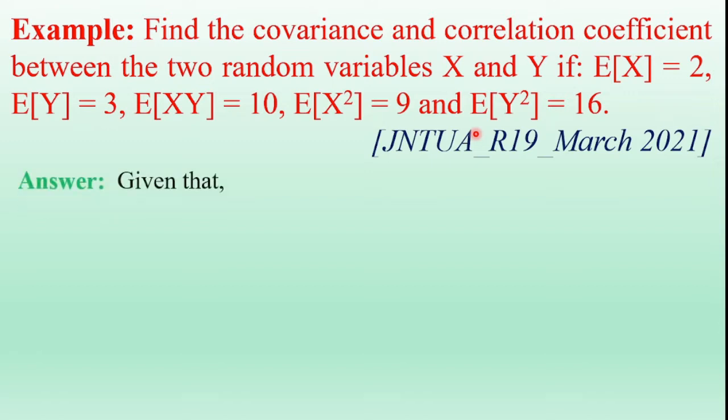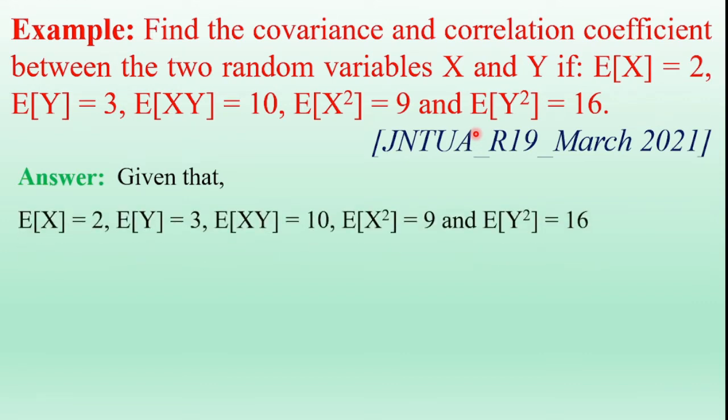Coming to the solution, given that capital X and capital Y are two random variables, the mean value of x is 2, mean value of y is 3, expectation of xy value is 10, expectation of x square value is 9, expectation of y square value is 16. So find out the covariance and the correlation coefficient value.